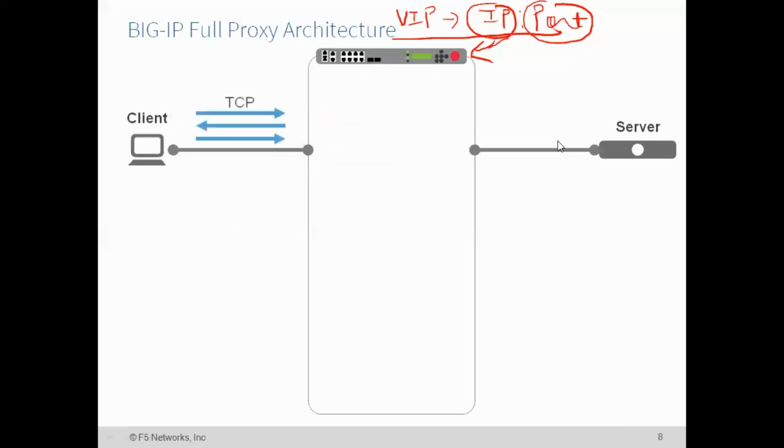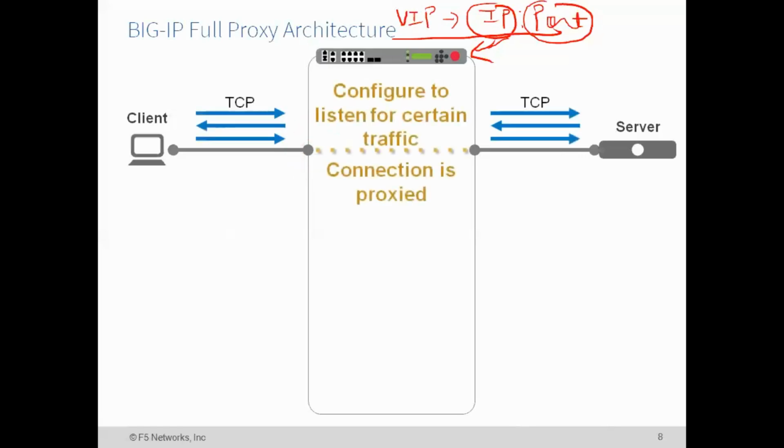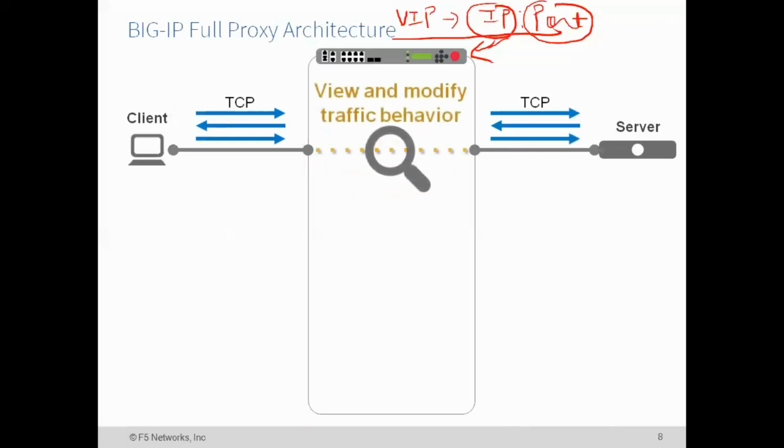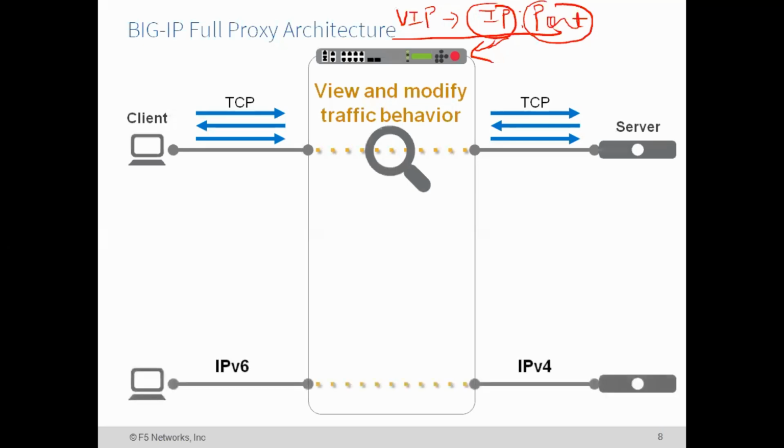Okay, so the connection is proxied, two different completely independent connections. So we can view and modify the traffic behavior, the request coming in, the response going out. We have already discussed it. And it also supports dual stack, meaning on one side it can be IPv4 and on the other side it can be IPv6. That is because of the full proxy architecture model, as those connections are completely independent of each other.